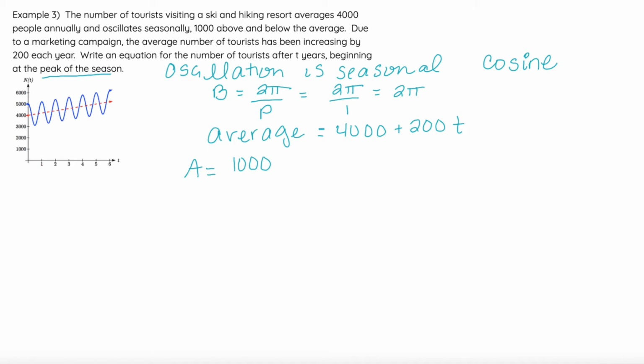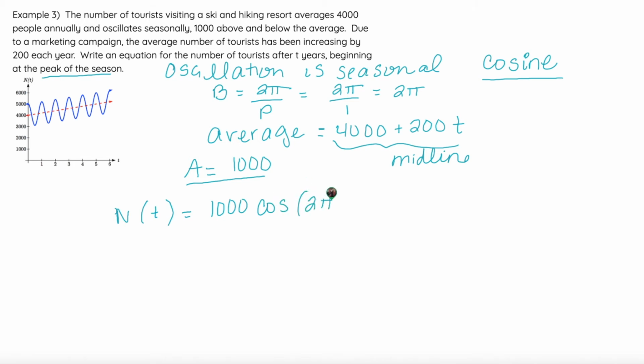So we have all the parts that we need. We have our midline, we have our amplitude, and we know that we're in a cosine function. Therefore, let's do N of t, the number of tourists with respect to time. It is equal to our amplitude times cosine of 2 pi t, since 2 pi was our B value, plus our midline of 4,000 plus 200t. So this whole piece is the midline.